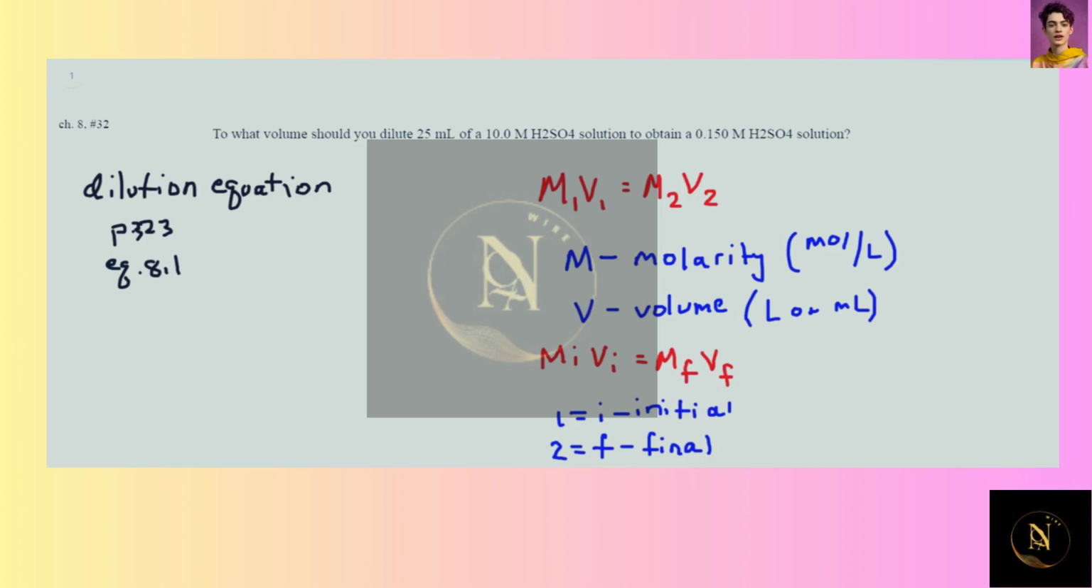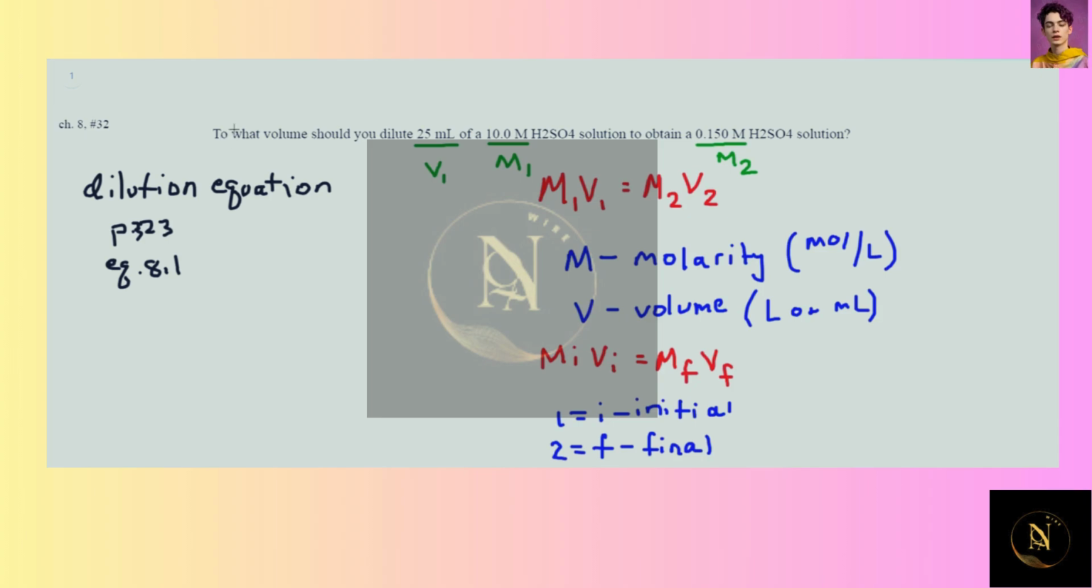So let's go ahead and read the problem and see what we're given and what we need to solve for. To what volume should you dilute 25 milliliters, so that's a volume, of a 10 molar, okay, that's molarity, concentration, sulfuric acid solution to obtain a 0.150 molar, that's another molarity, solution. So if we're going to obtain this one, this is where we're going to end. This is our final. This is our initial. And if we're diluting it, it must be our stock solution. What we're starting with, M1, goes with V1.